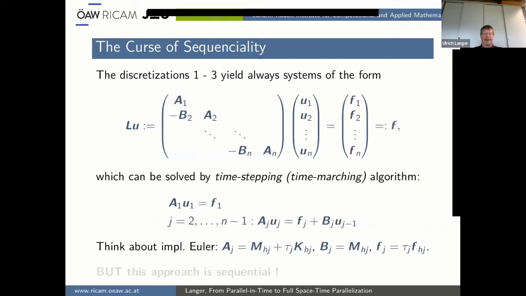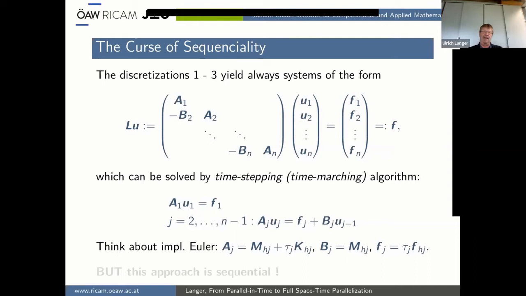where A is the discretization in space or in a time slab or on a time slice. And it's the simplest thing you can think about, implicit Euler, where you have here the mass matrix, the stiffness matrix, the time step. And of course, this can be solved by time stepping or time marching algorithms, as written here. Or vice versa, you start with this time marching, when you generate the new time step, the new matrix, you can forget the matrix. And finally, you have this matrix.